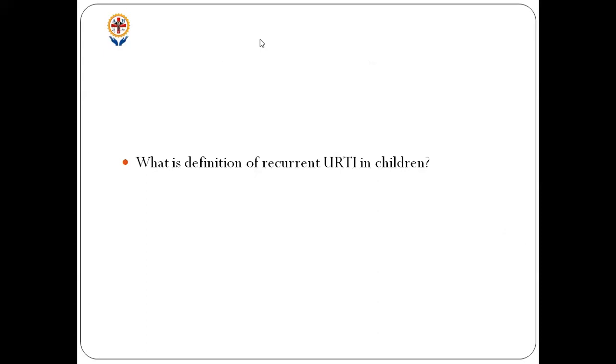There is no established definition for recurrent URTI, but we know there are definitions for recurrent infections in specific areas like recurrent otitis media, recurrent pharyngitis, recurrent rhinosinusitis. So when do we call it recurrent otitis media?